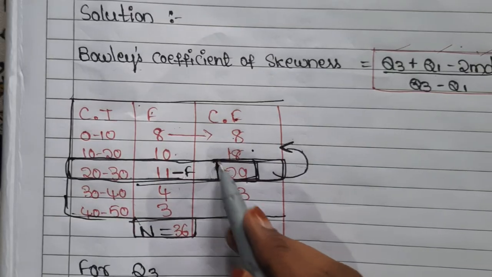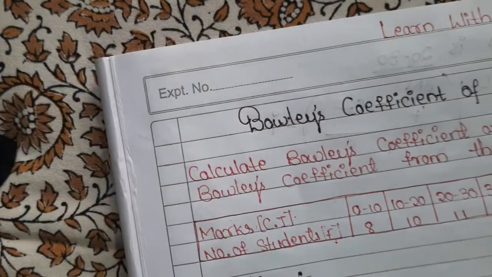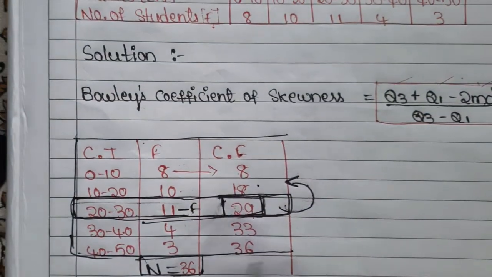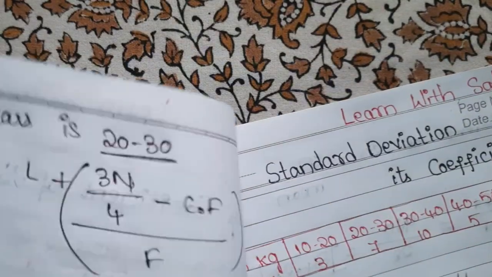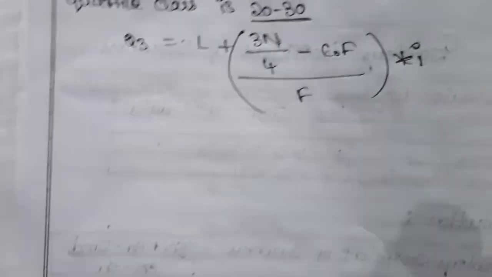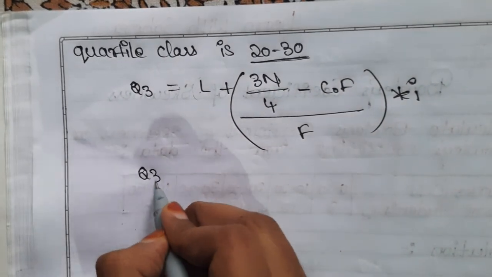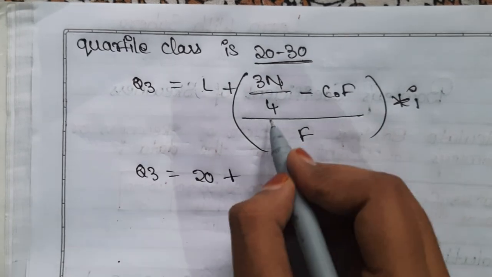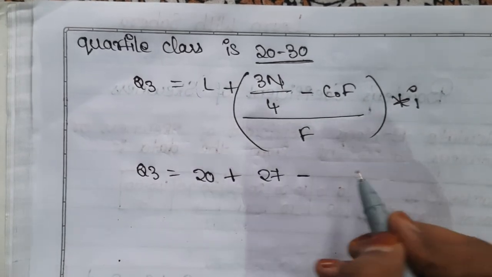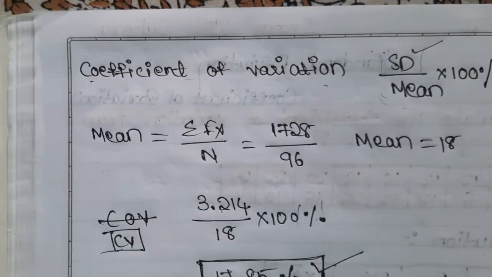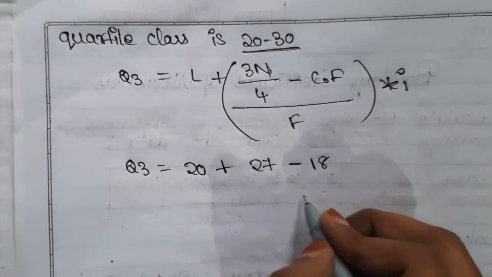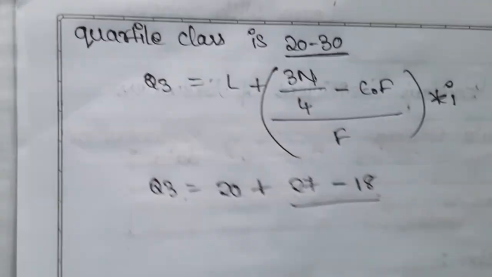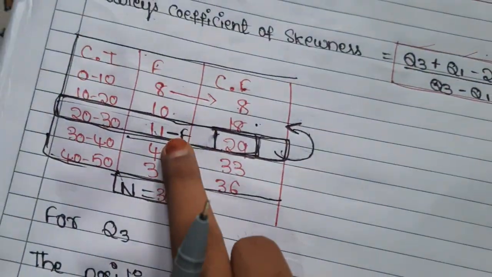27th term was there, we took 29 and this is our quartile class. But in this formula, if we want CF, we are going to take the one above. Frequency will be 11. So we need to substitute all the values. As I said, Q3 equals L, L how much I said? It is 20, plus 3n by 4, it is 27, minus cumulative frequency. Cumulative frequency how much it is? It is 18. 18 by f. F how much it is? It is 11 here. So we are going to take 11.